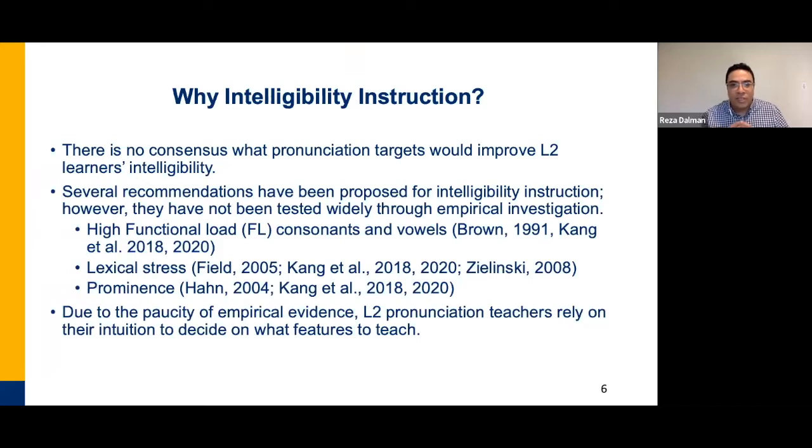For example, previous research has recommended teaching high functional load segmentals, lexical stress, prominence. But none of that research has investigated how the instruction of all of these features conjointly improves the pronunciation proficiency of L2 learners as regards their improvement in intelligibility and comprehensibility.